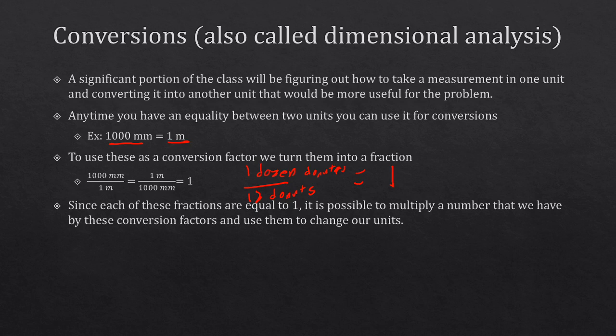So when you have a number, you can multiply it by this conversion factor, and it won't change anything in terms of the number. It will change the unit because we've got to work those out. The millimeters and meters don't just disappear. So let's look and see what this looks like.